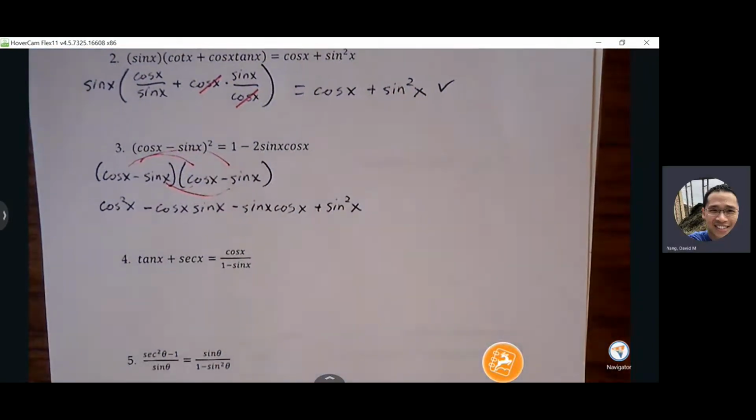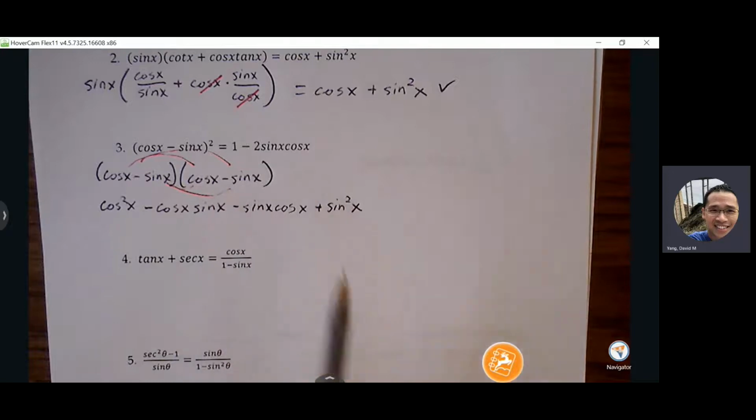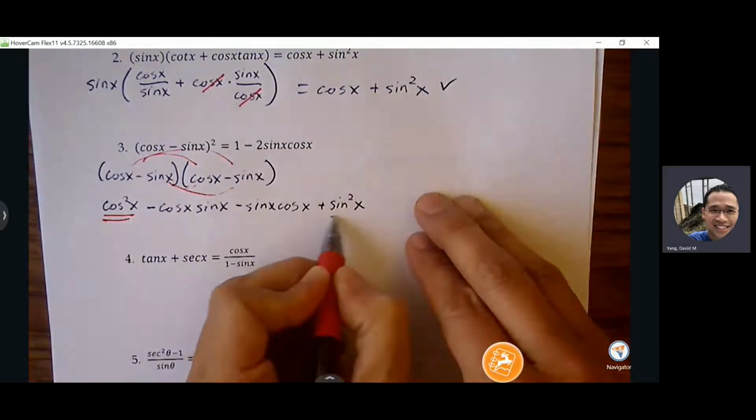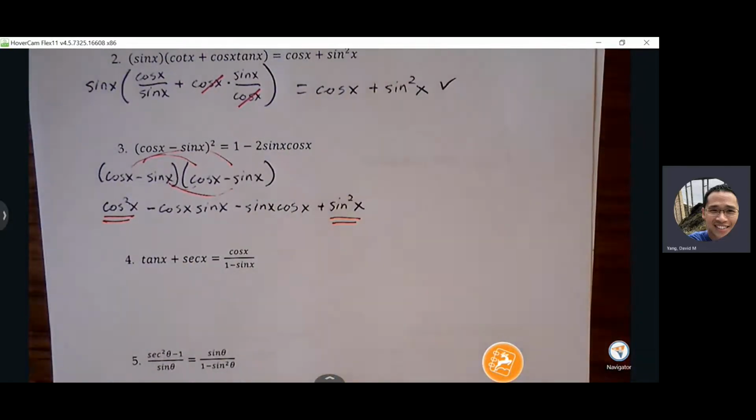Okay, we haven't quite reached the end yet, but look at what we have. Do we see any cleanup opportunities here? Good. So we know that's an identity, right? Sine squared plus cosine squared equals 1. That's good. What else?